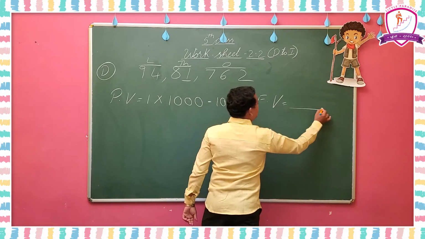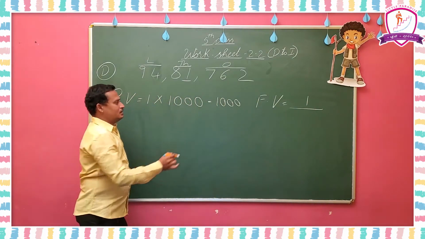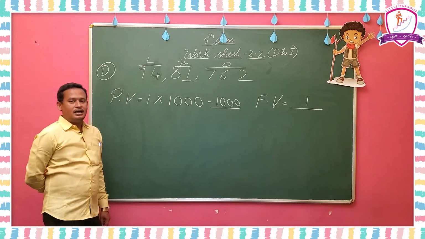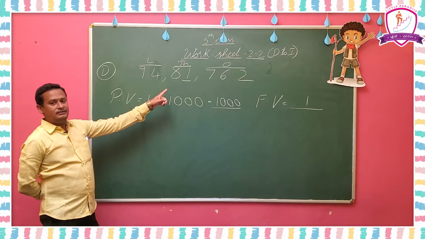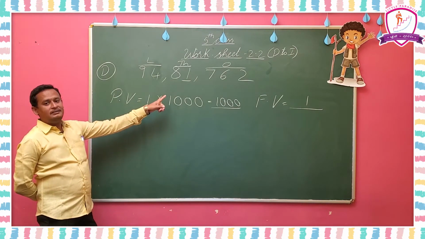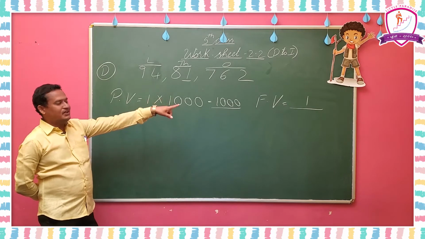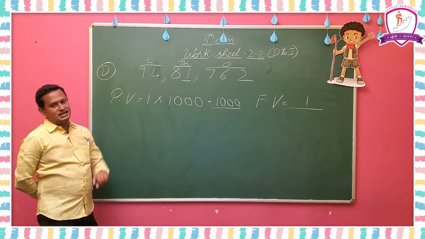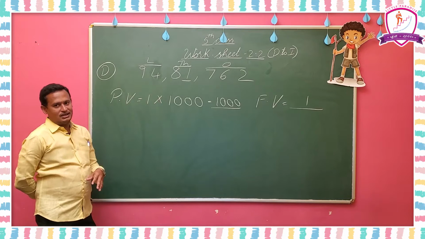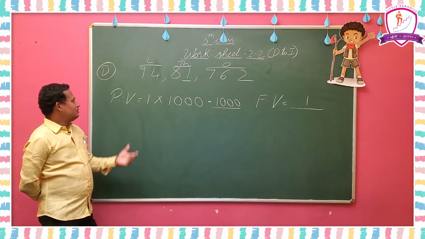Face value is the number itself only. The place value of a number is that number multiplied by its place, but the face value means the number itself only. 1 we can call 1 only. Okay, like that you have to do this one.